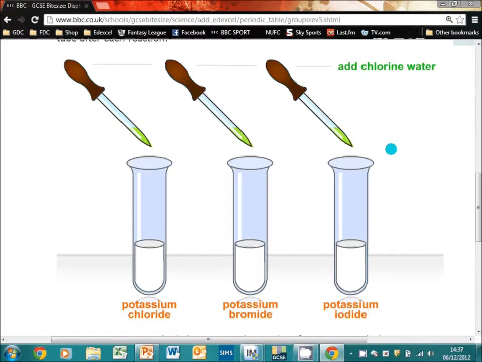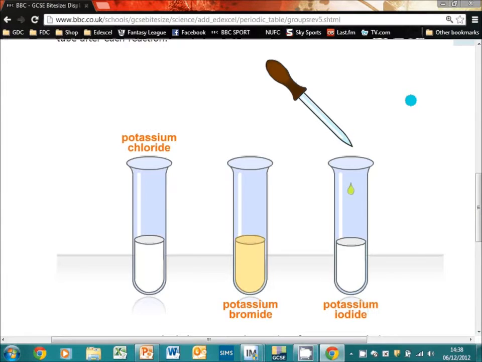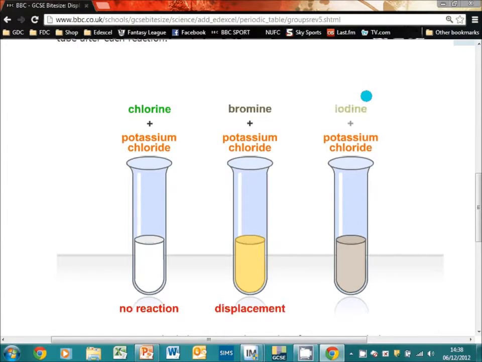So if we have a look at the example on the GCSE Bite-Size website, we have three different compounds: potassium chloride, potassium bromide, and potassium iodide. If we add in chlorine water to each of these, you will see that in the first one there is no reaction. This is because you're adding chlorine to potassium chloride. It's the same reactivity because it's the same element, so it will not do anything.